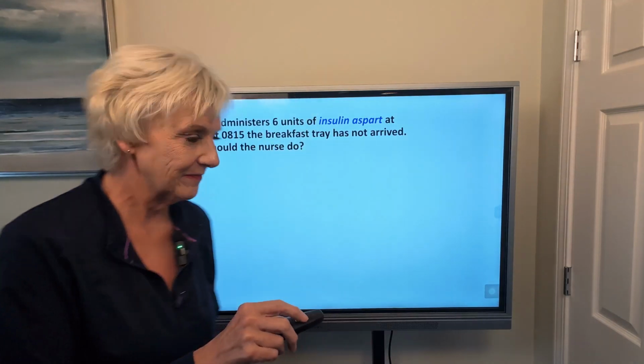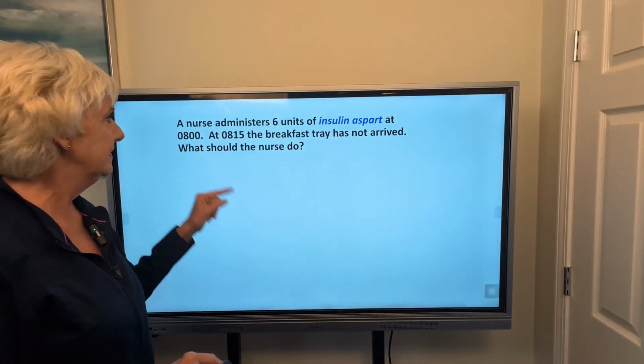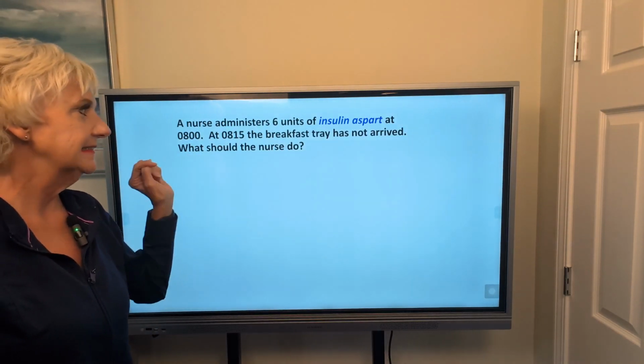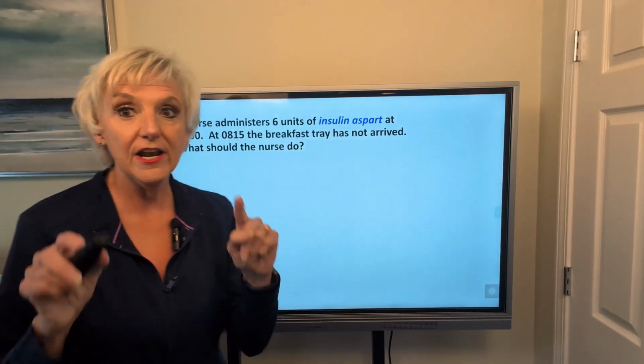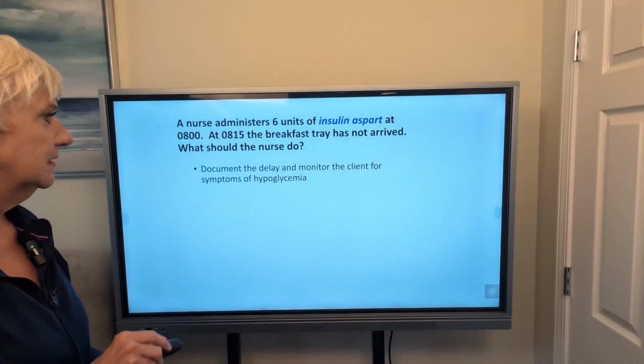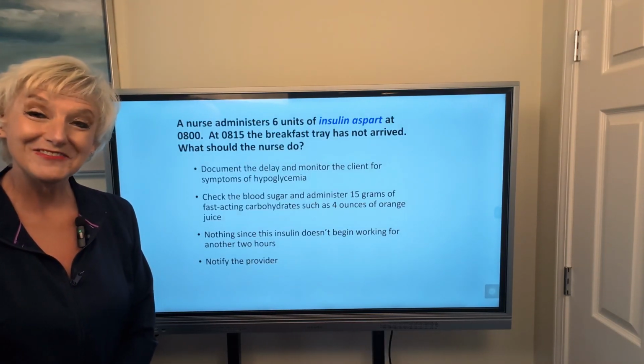Okay, let's go. A nurse administers 6 units of insulin aspart at 0800. At 8:15, the breakfast tray has not arrived. What should the nurse do? All right, here are your answers. Push pause, see if you can figure it out.